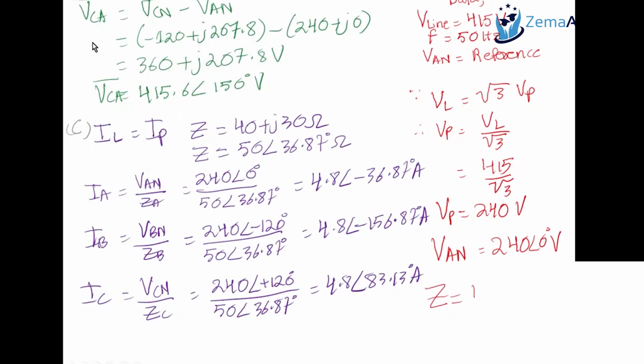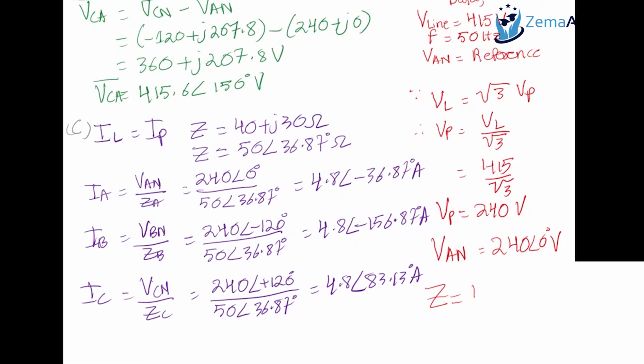Then VCA in similar order: VCN minus VAN. VCN must be converted into rectangular form, that would be minus 120 plus j207.8. Subtraction sign same. VAN is 240 plus j0 in rectangular form. After performing the addition and subtraction, we convert everything into polar form. That would be 415.66 angle of 150 volts.